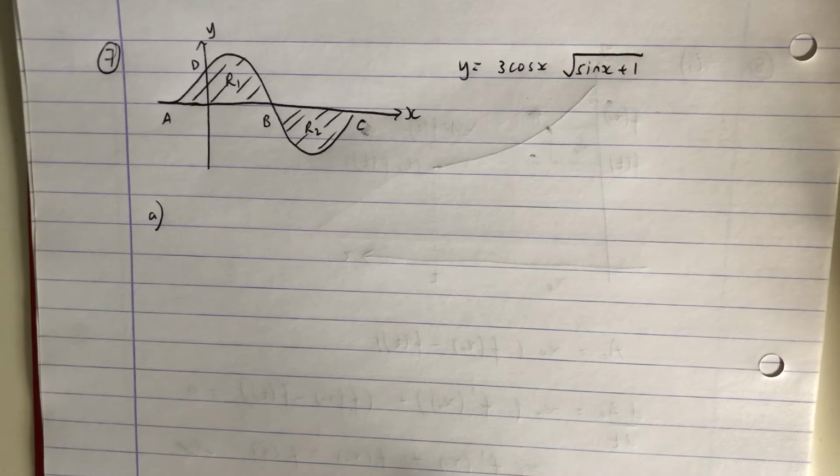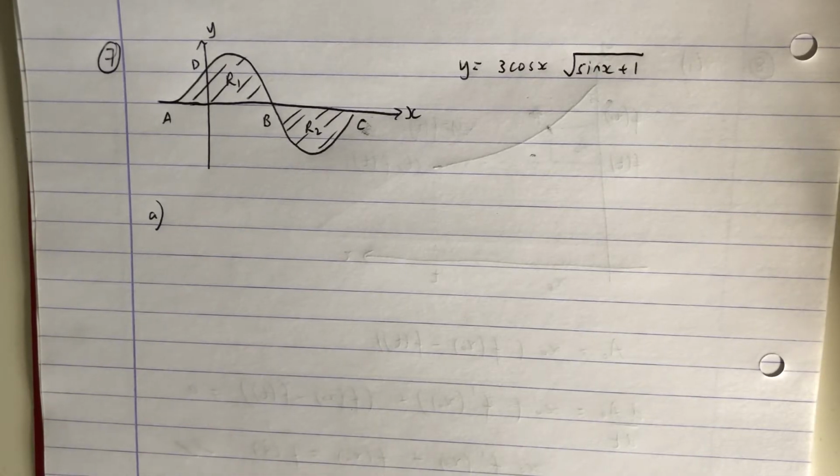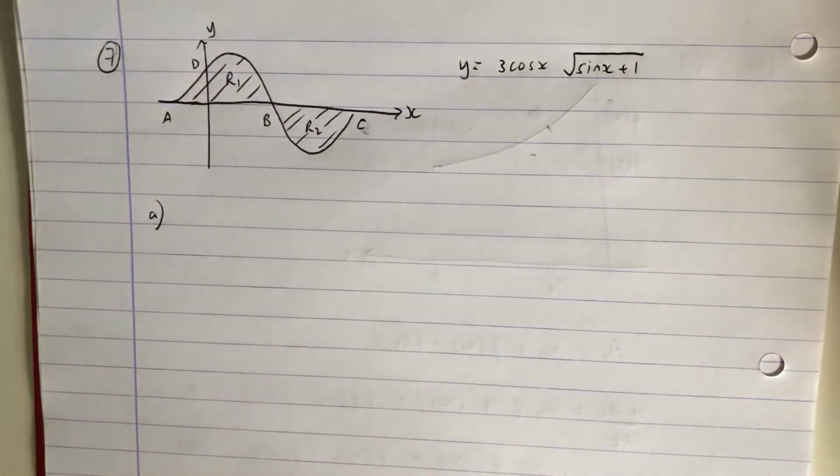Just going to do a request from that exercise I said today, which was exercise 11H, question 7, on page 316. It's a question about finding areas. We've got a sketch of a curve, and part A requires you to work out the coordinates of A, B, C, and D. In other words, find the x-intercepts and find the y-intercept.